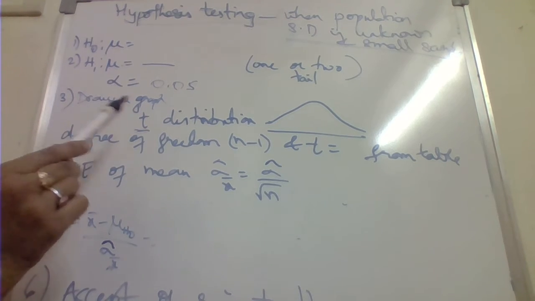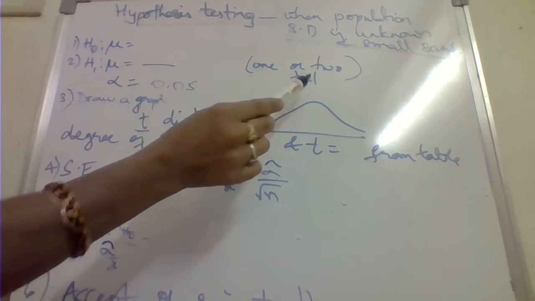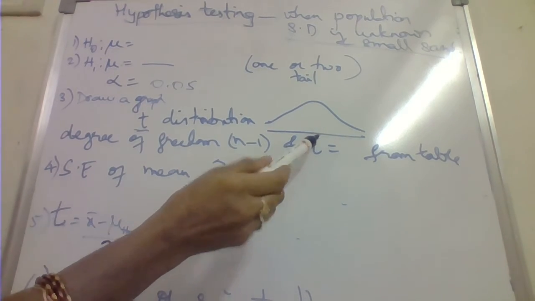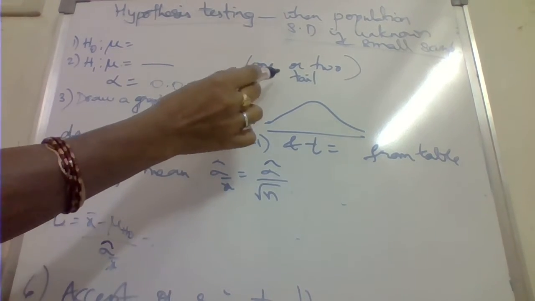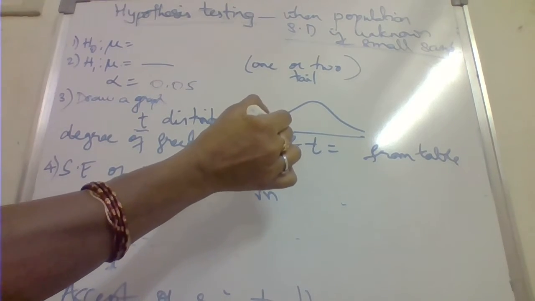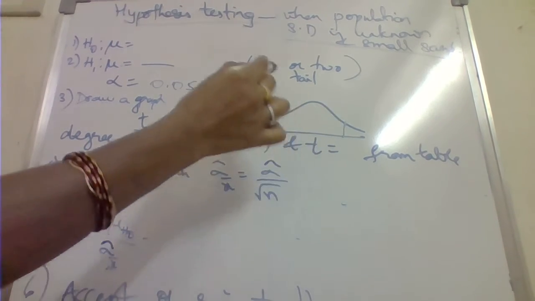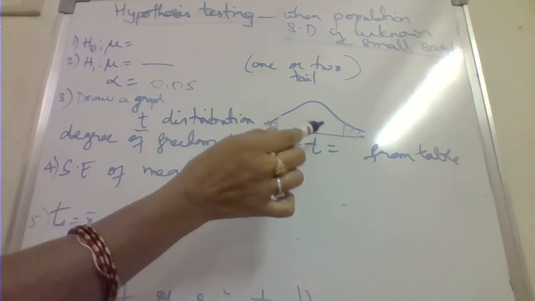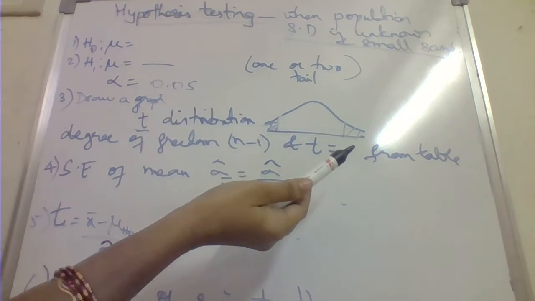So next step, you have to draw a graph, but because this is a small sample, you draw a t distribution graph. So based upon the one tail or two tail, put the rejection region. If it is two tail, you have the rejection on both sides, and if it is one tail, you have rejection on either the left or right.